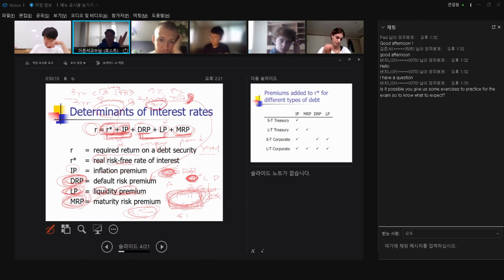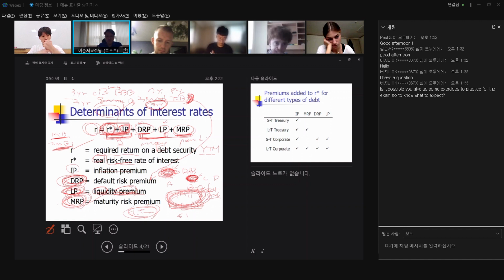The maturity risk premium is just about the period to maturity. So, for example, let's say Hyundai Motors issues a 10-year bond and a 30-year bond. Which bond provides a higher interest rate? Definitely the longer maturity, right? In this case, the real risk-free rate and inflation premium are the same, right?